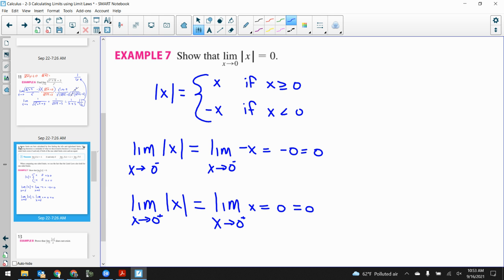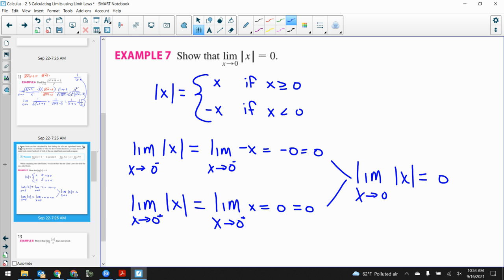I'm saying that the left side limit is 0, the right side limit is 0, so therefore the full limit, the limit as x goes to 0 of the absolute value of x, is 0. Okay, this is almost like a proof, right? Showing by way of using one-sided limits that the left side limit matches the right side limit.